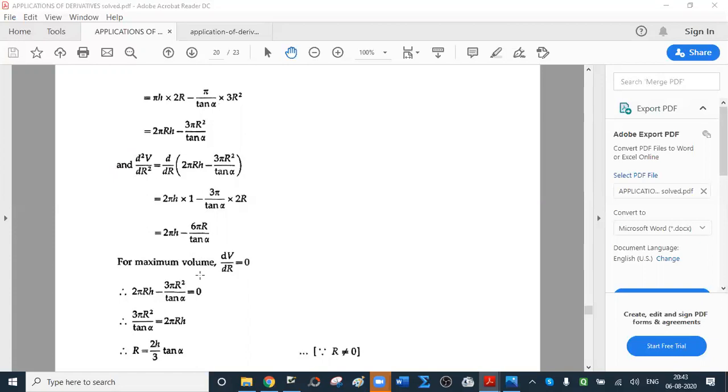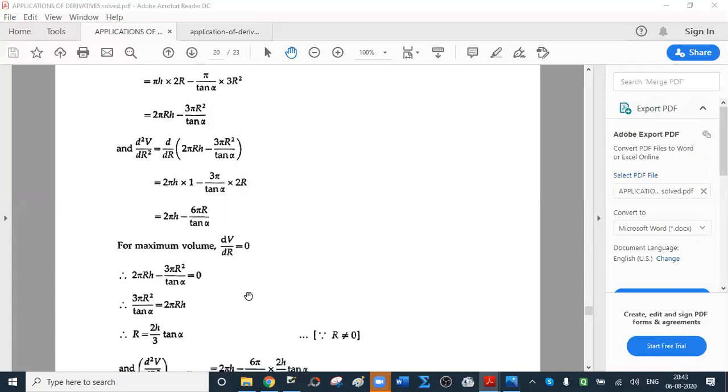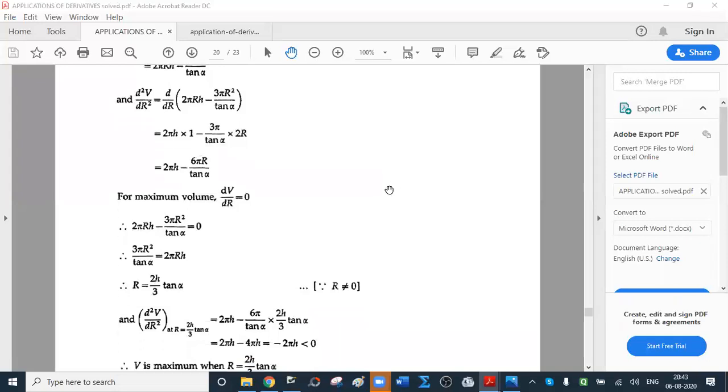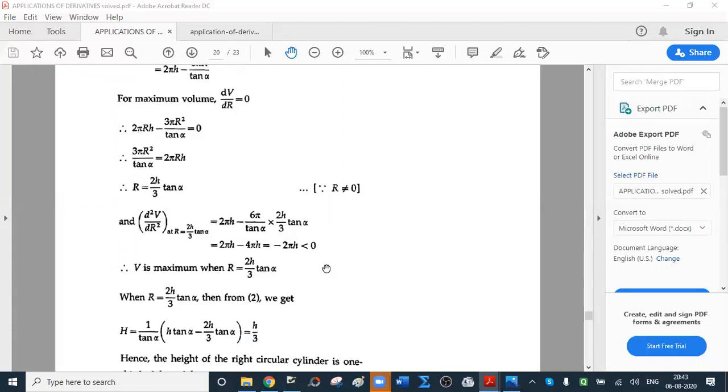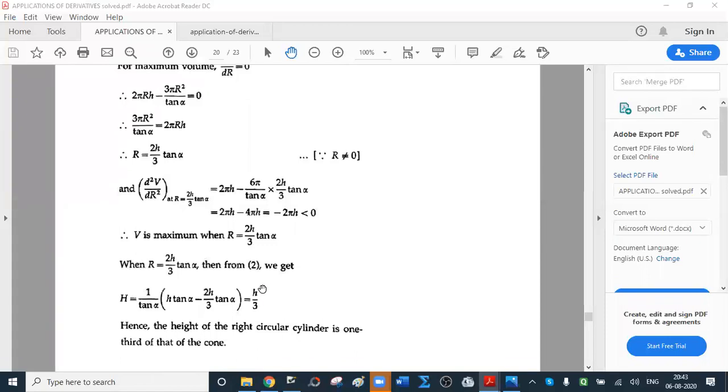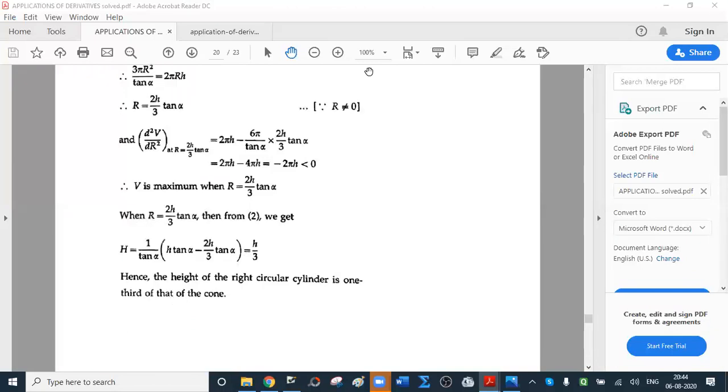Now for maximum volume, dV/dR should be 0. So that equation is solved to get R as 2h upon 3 tan alpha. Now at this value of R, the second derivative is found to be, you will notice that tan gets cancelled, minus twice pi h, which is definitely negative. So the volume function has a maximum when R is 2h upon 3 tan alpha. Now when R has this value, find the value of H. You will notice that it is h by 3. Hence, the height of the right circular cylinder is 1/3 of that of the cone.